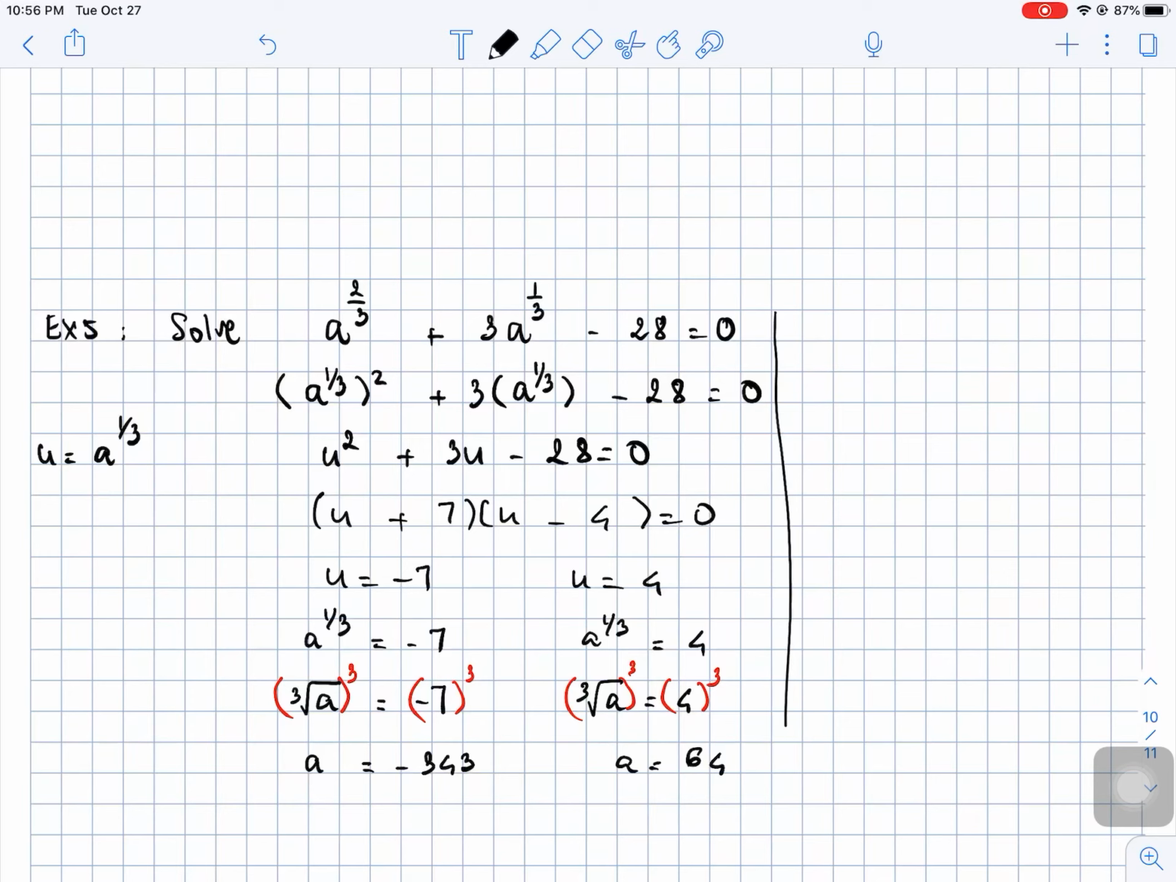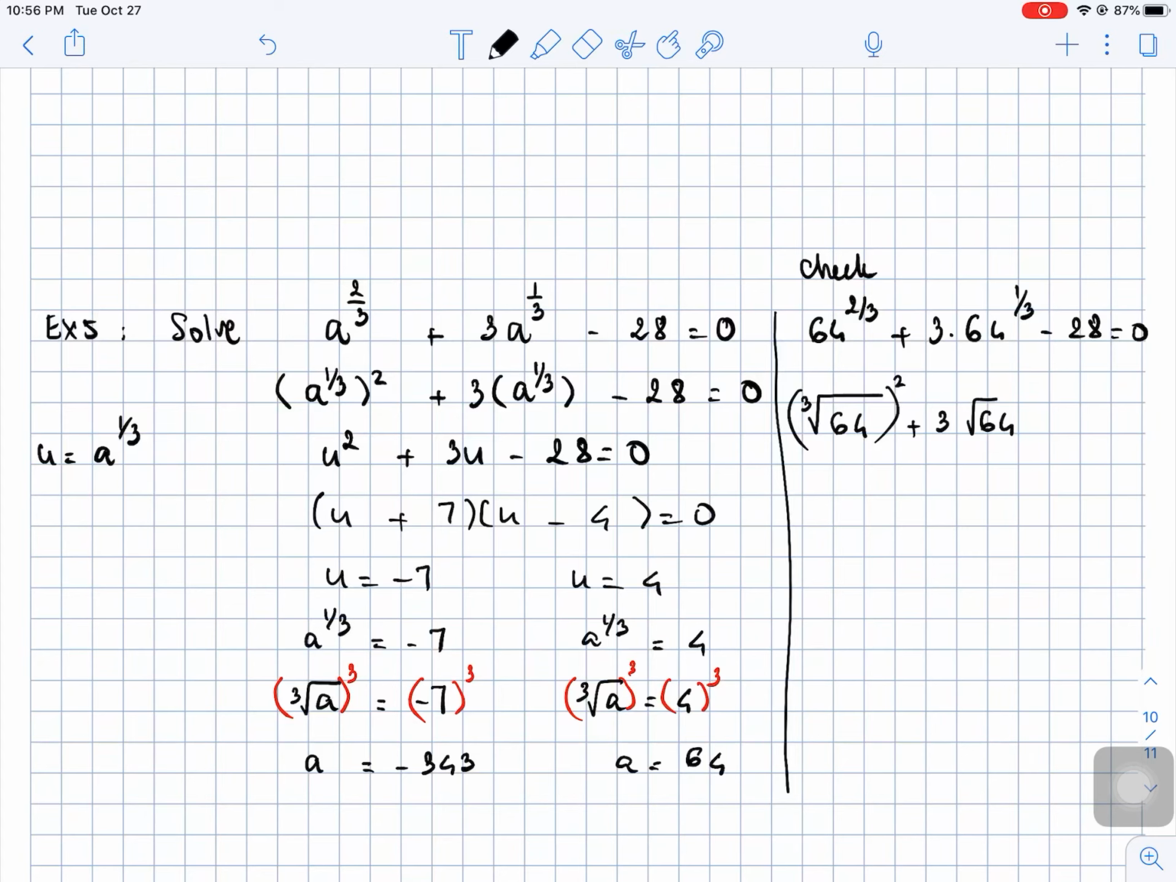To get rid of the cube root, we need to raise both sides of the equation to the third power. So we can get rid of the radical because the index is 3. Then we get x equals -343 and x equals 64. We're going to check the problem. So 64, I'm going to check 64.